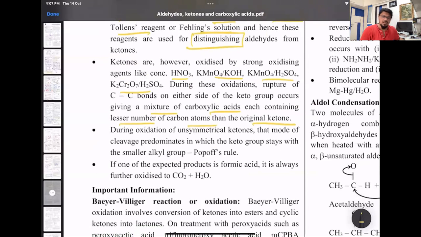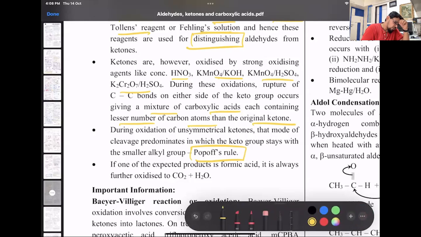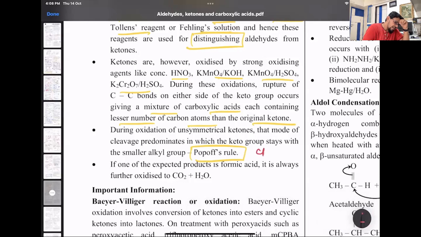If anybody remembers, in alcohols I had discussed with you all Popoff's rule. What is Popoff's rule? Popoff's rule states that whenever there is an oxidation of an unsymmetrical ketone, the carbonyl group will always stay with the smallest alkyl group. Smallest alkyl is methyl, so the product formed will always be acetic acid as a major product. And the carbon atoms which become less go out as CO2 and water.